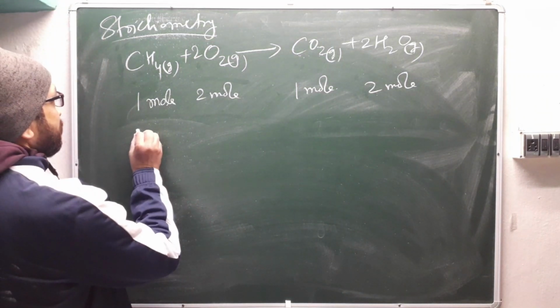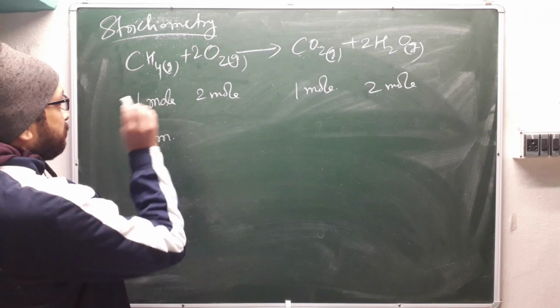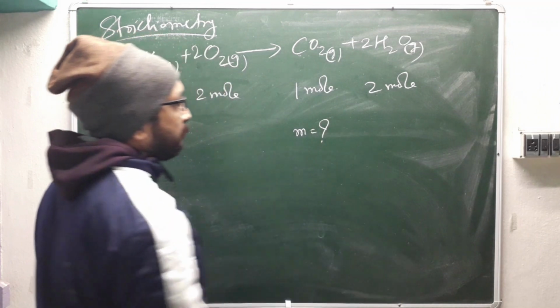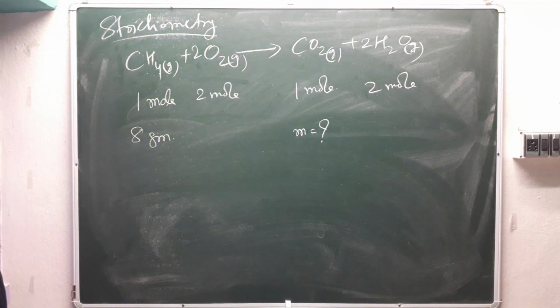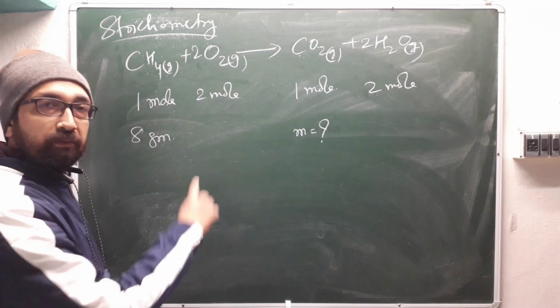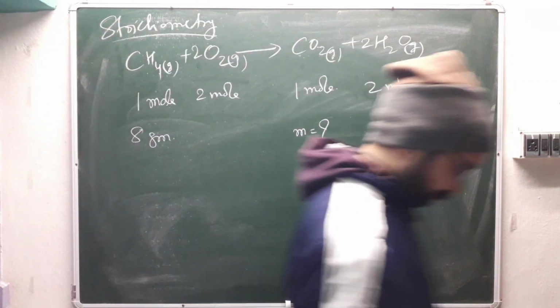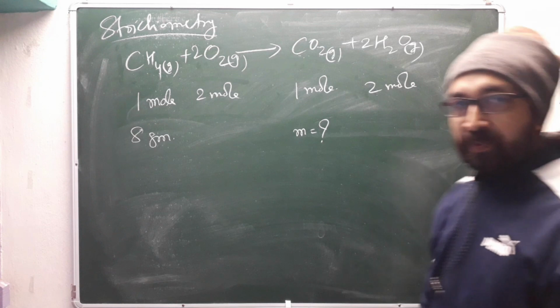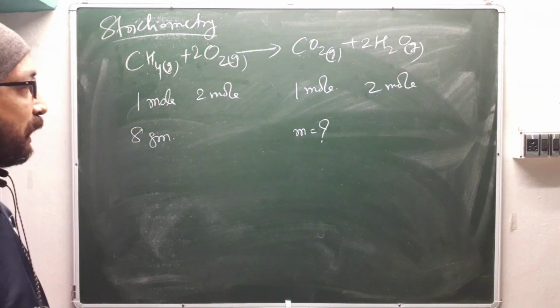Suppose I am taking 8 gram of methane. So what will be the mass you are getting here for carbon dioxide? How are you going to calculate it? Write down the answer. Okay, so how much mass are you getting? How are you going to solve it?